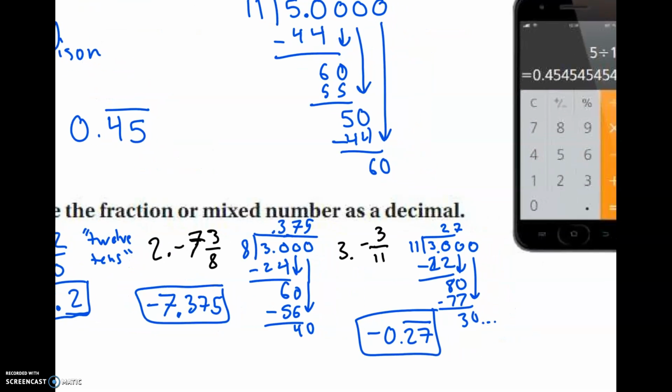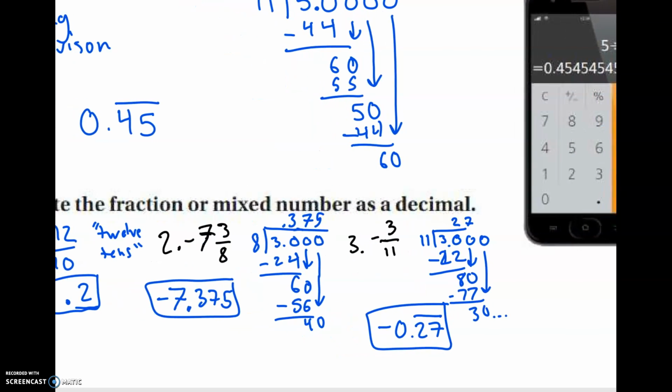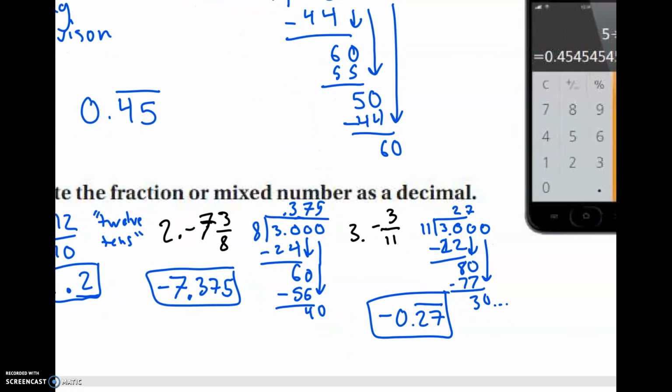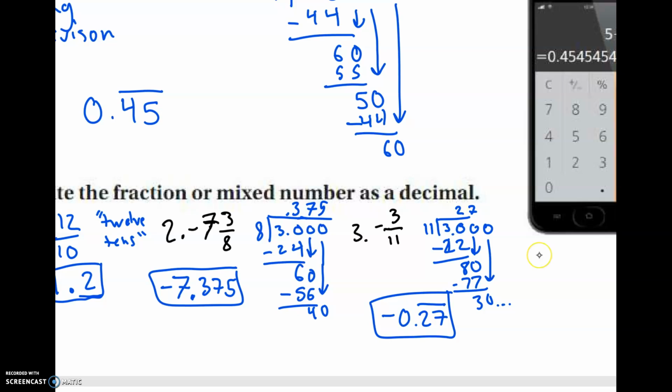All right, let's get our last one here, number 4. Sorry, I got to zoom in a little bit more here to squeeze that problem into the page. So number 4 is going to be 1 and 5/27. Now, this is going to be a repeating decimal because of the 27. I'm going to go ahead and just pause the video.